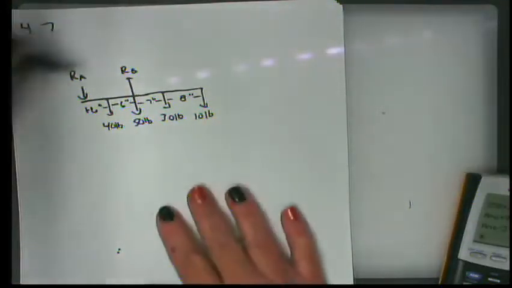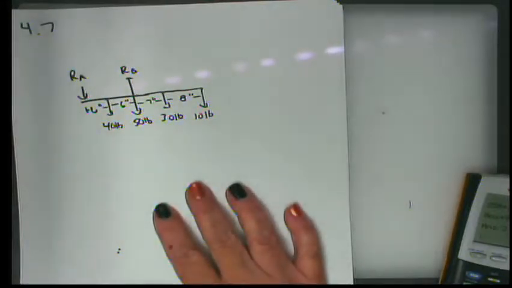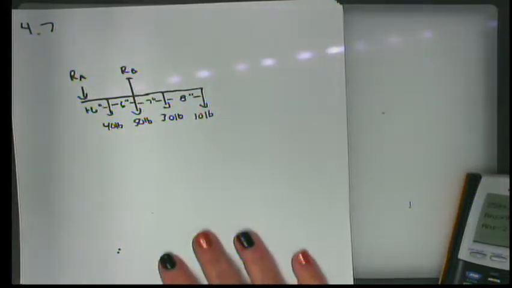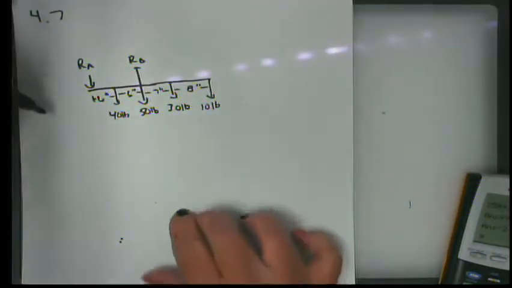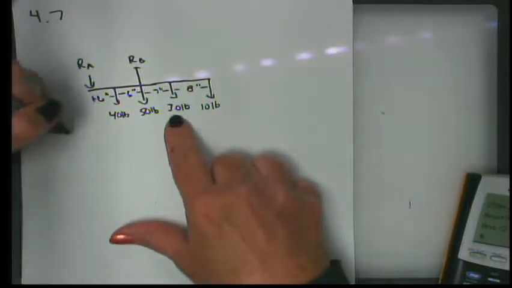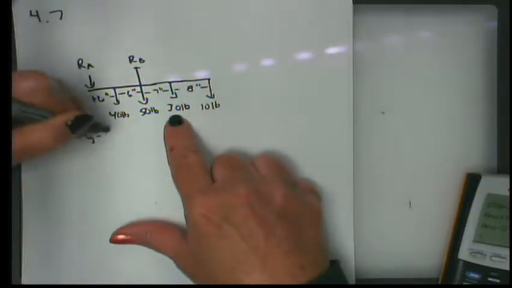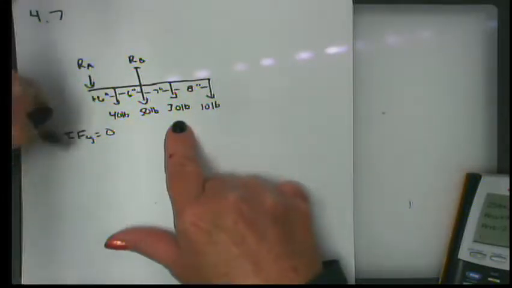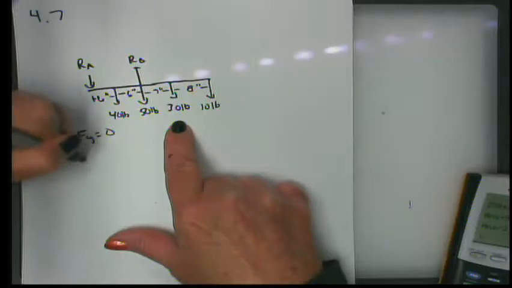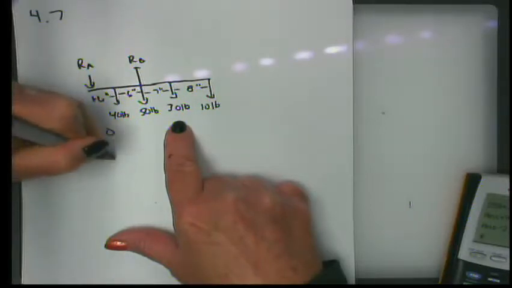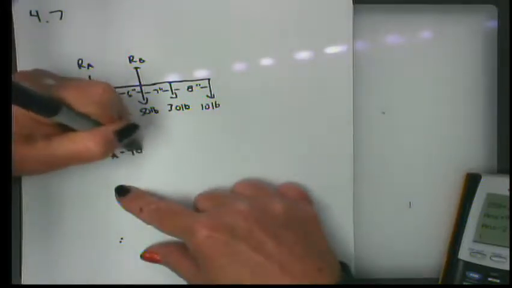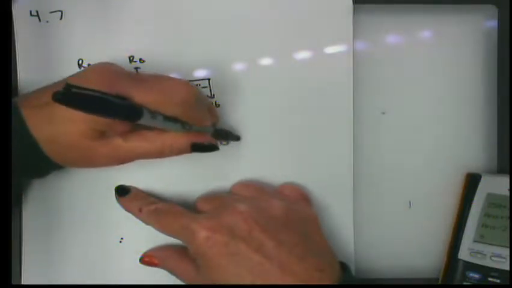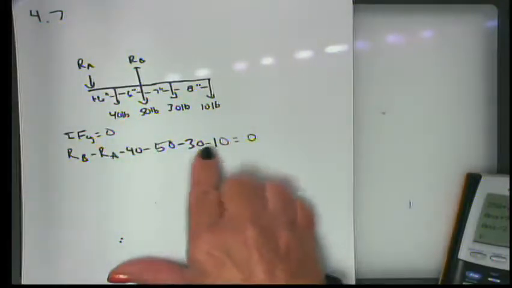We have equilibrium. We need to solve for A and B, the reaction at A and the reaction at B. So that means we have to have 2 equations in order to solve for 2 unknowns. So the first is going to be the summation of forces in the y direction, which have to equal 0 in order for equilibrium to be met. If we call up positive, we have R sub B minus R sub A minus 40 minus 50 minus 30 minus 10, all in pounds, equals 0.